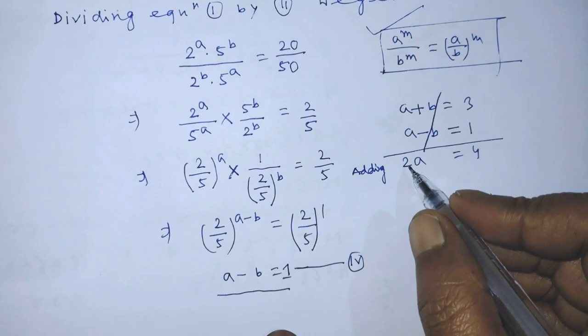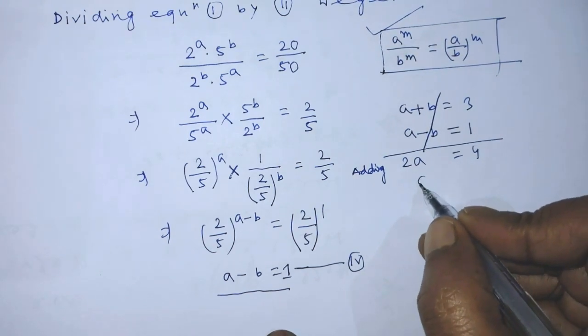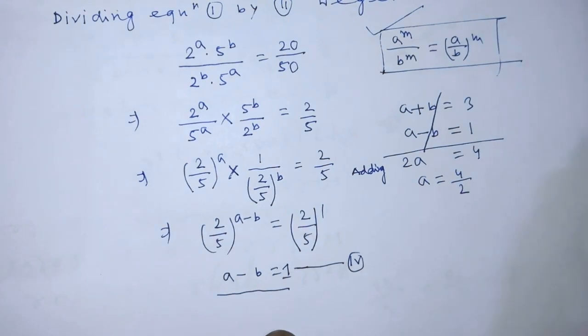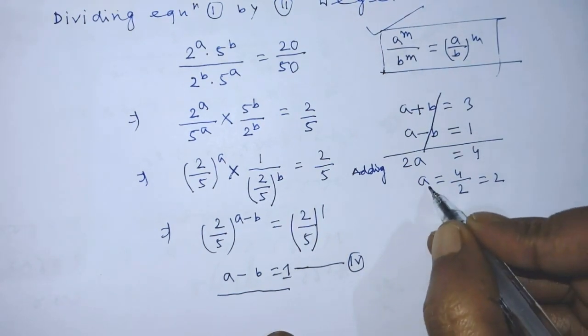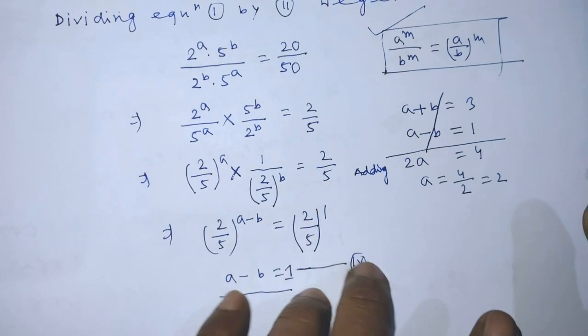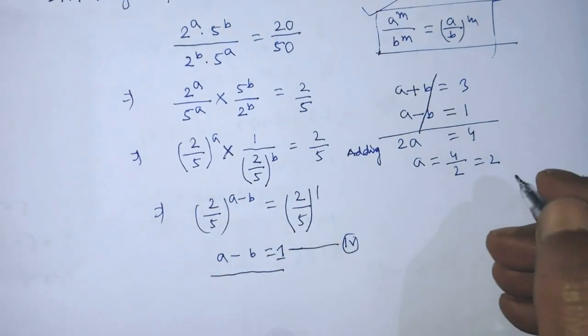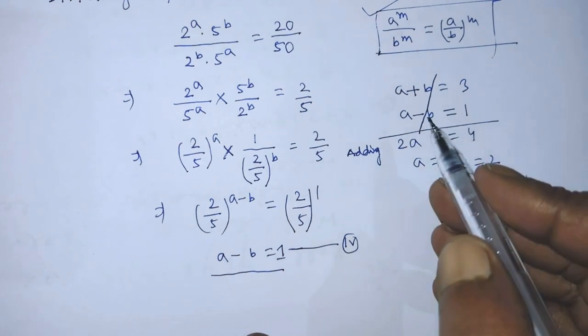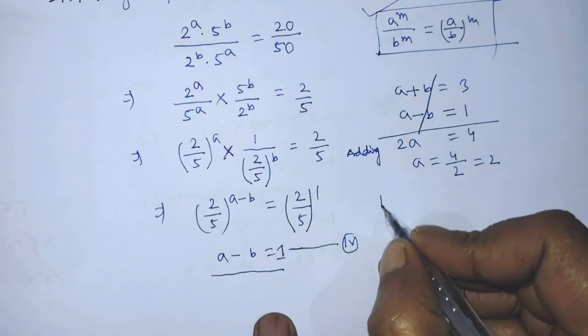Now we can transpose 2 from left hand side to right hand side. a is equal to 4 over 2, that is 2. So student, the value of a will be 2, and to find the value of b we have to put the value of a in equation number 3.